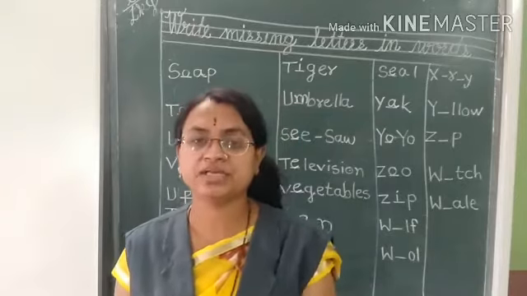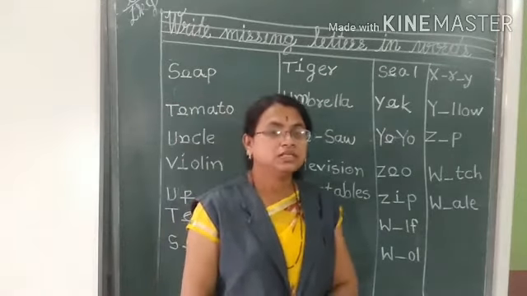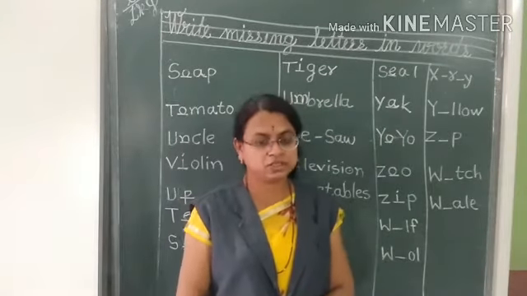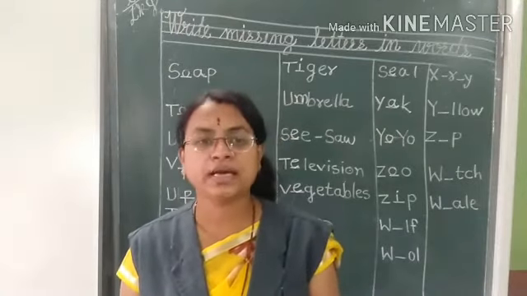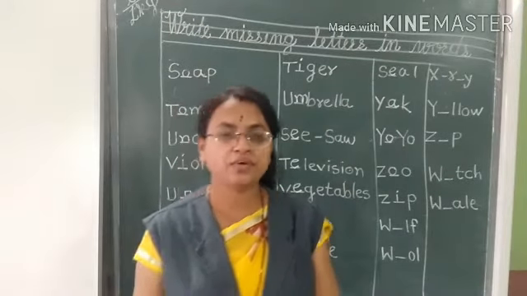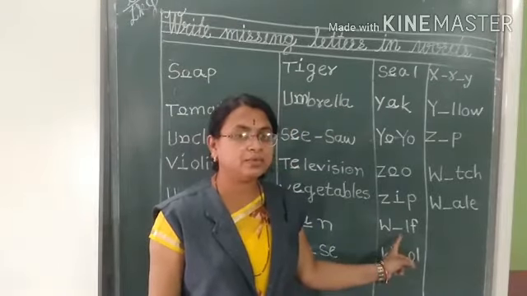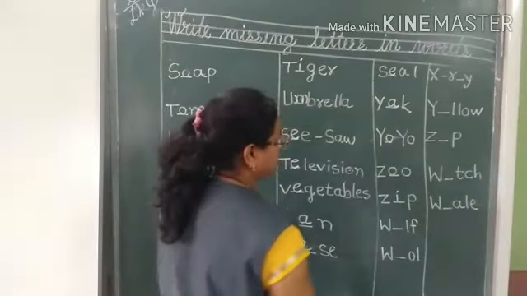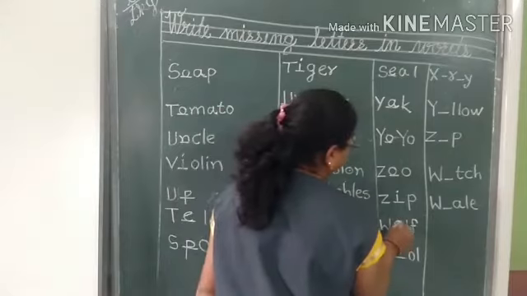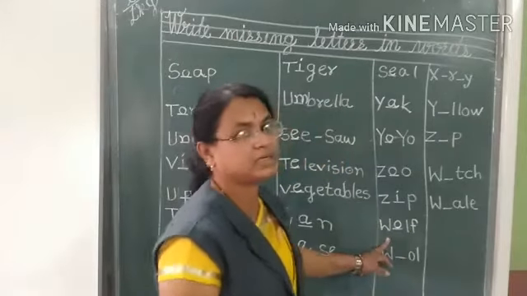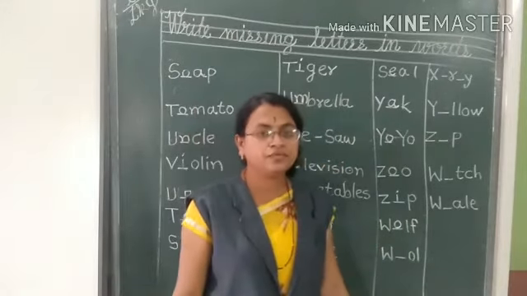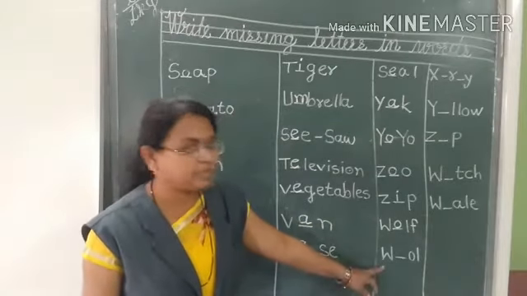W-L-F. This is the spelling of wolf. W-O-L-F. Wolf. Which letter is missing after W? O letter. You write O letter. W, after that O letter. W-O-L-F. Wolf. Read the next spelling.